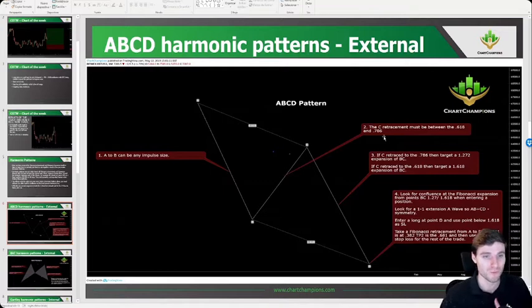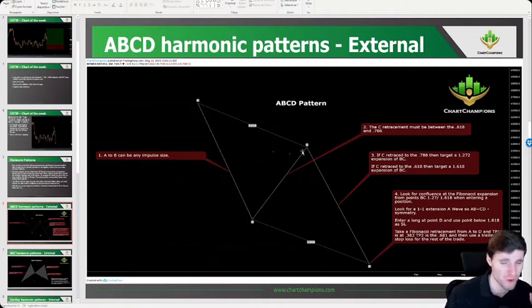We can give a little bit, but you're looking for this C. So once you've got your impulse, you're waiting for that retracement up, and it has to be between the 618 and the 786. Once you've seen that retracement and things start to turn around, this is where you 100% have to see confluence. You have to see something else, because this is definitely not enough on its own.